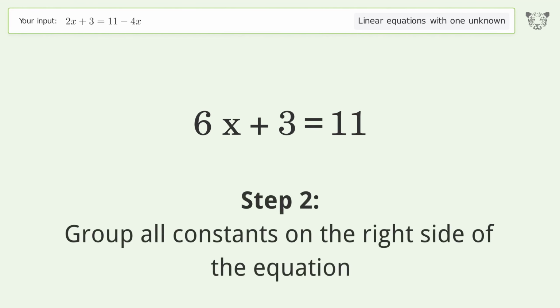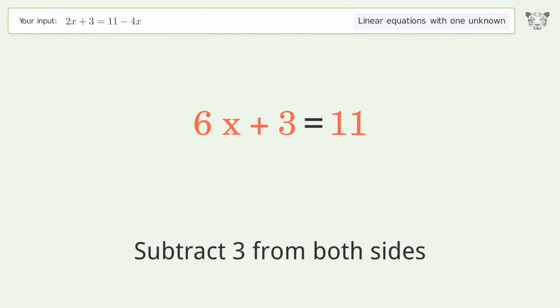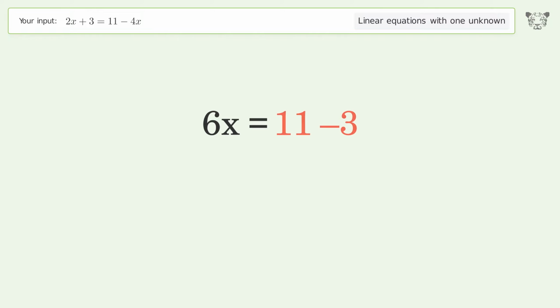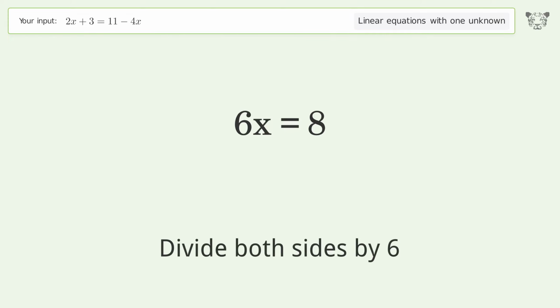Group all constants on the right side of the equation. Subtract 3 from both sides. Simplify the arithmetic. Isolate the x. Divide both sides by 6.